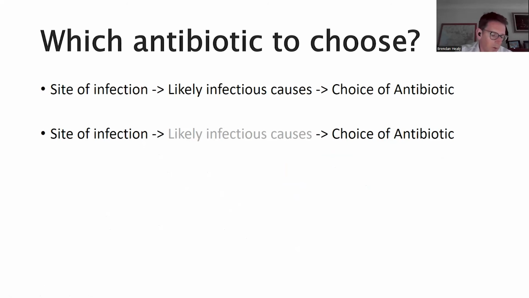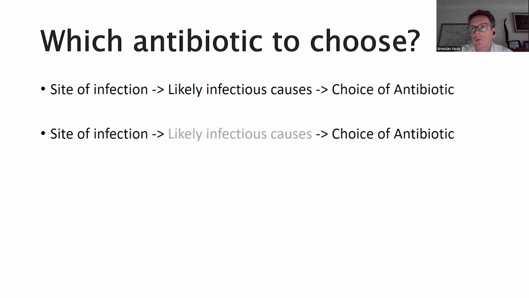So what about when you're on the ward and you're trying to decide which antibiotic to choose? The way that we choose an antibiotic is we first of all determine the site of infection. That's why the history and the examination is critical, because we need to know the area that we think the infection's in. If we know where the infection is, we can then predict the likely infectious causes.